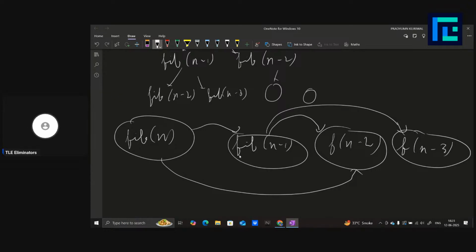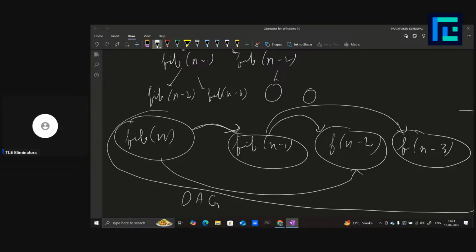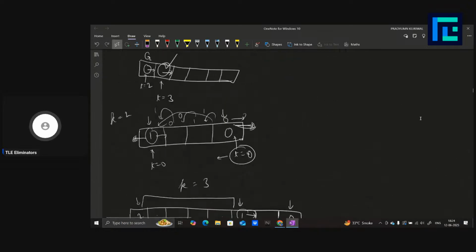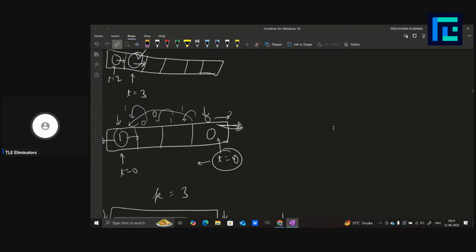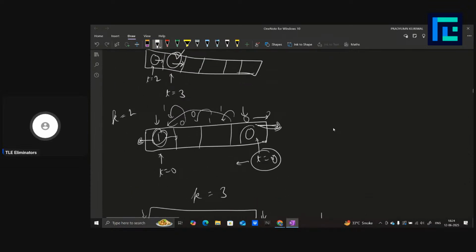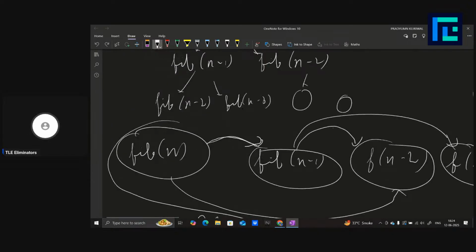But in this case you don't have any cycles. Here the dependence is not cyclic. In this graph you won't find any cycles. This is a dag, basically a dag. But in this case we have cycles. That is, we can go from this state to this state, and again from this state to this state. So there is a problem. That's why we cannot just implement dp in the normal way.